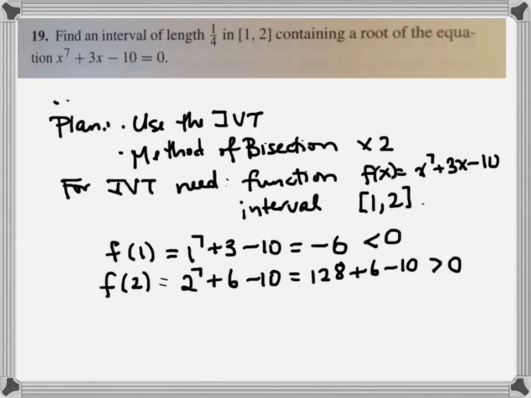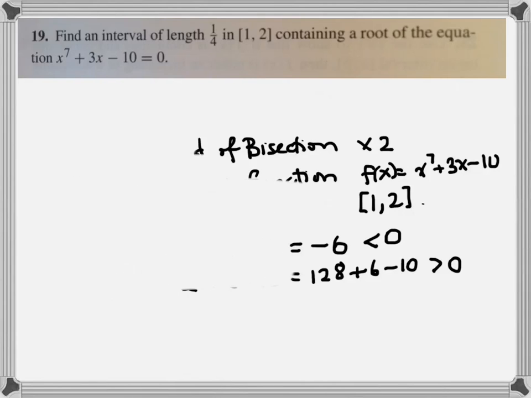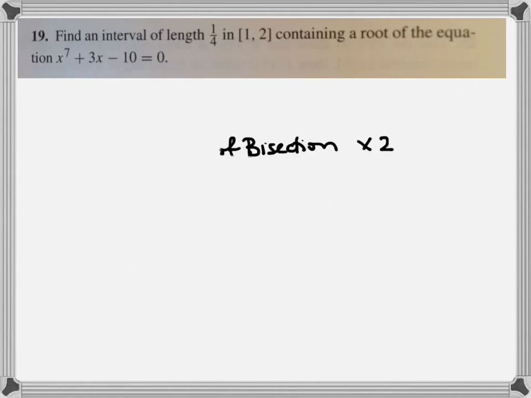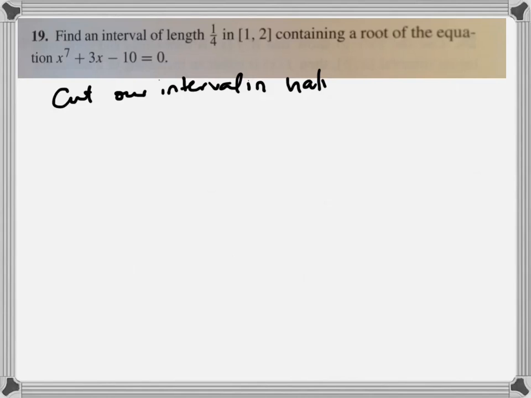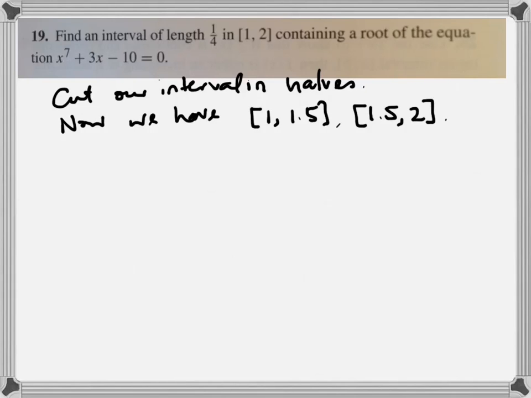Okay, so I'll erase this and start doing that. So we're going to cut our interval in halves. So now our intervals look like 1 to 1.5 and 1.5 to 2, right? And we already know that f of 1 is negative and f of 2 is positive. So all we have to do is check f of 1.5. So that's 1.5 to the 7th plus 3 times 1.5, that's 4.5, minus 10.